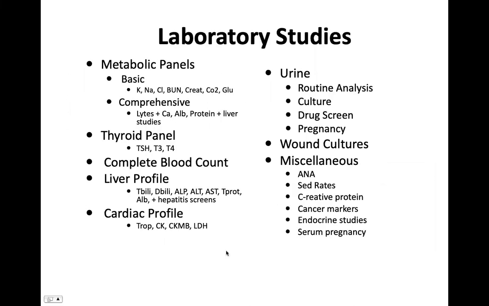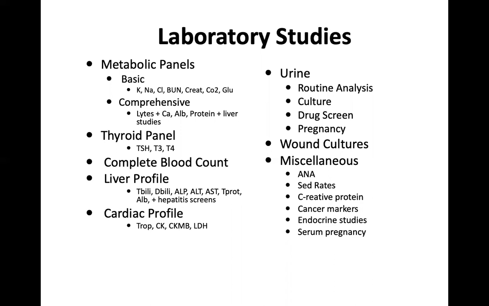Laboratory studies, I know that Randy went through them. My go-to lab study is usually a comprehensive metabolic panel, because I get lytes there. So I get everything in the basic lytes, but I get calcium, albumin, protein, and liver studies if I get the comprehensive. And so most of the time my insurance is going to pay for the comprehensive. And I would suggest if you're going to do labs that you do a comprehensive, because then you get your liver studies and your calcium. Okay.